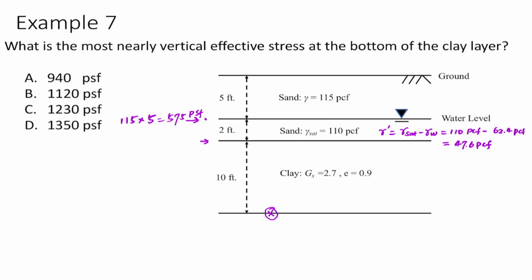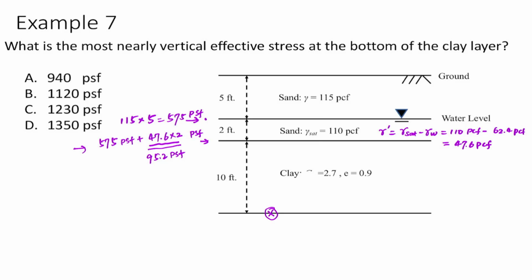You have the effective unit weight, and you only have 2 feet. So the effective stress at this depth would be 575, that's how much we get from the last layer, plus 47.6 PCF times 2. That is about 95.2 PSF. I'm not going to calculate the total here because the question is asking for the bottom of that clay layer.